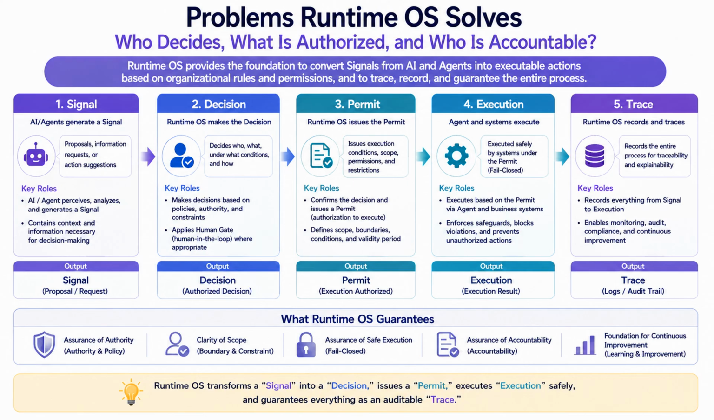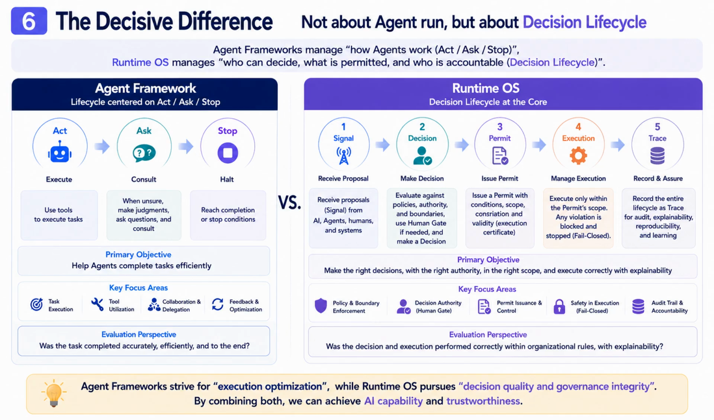At this point, we can express the fundamental difference between agent frameworks and Runtime OS more clearly. It is the difference between designing around an agent run and designing around a decision life cycle. This is the fundamental difference between an agent framework and Runtime OS.